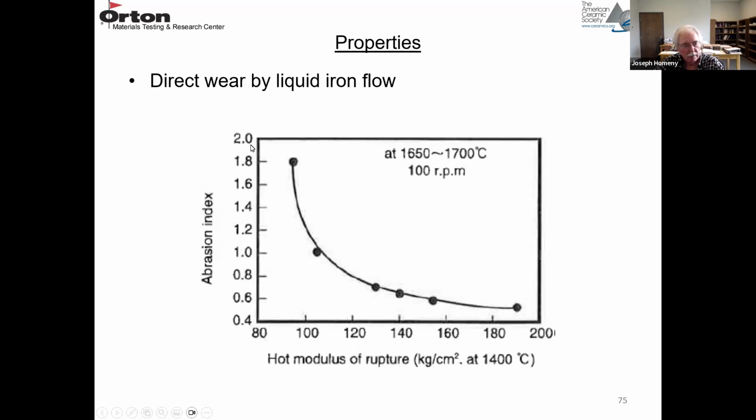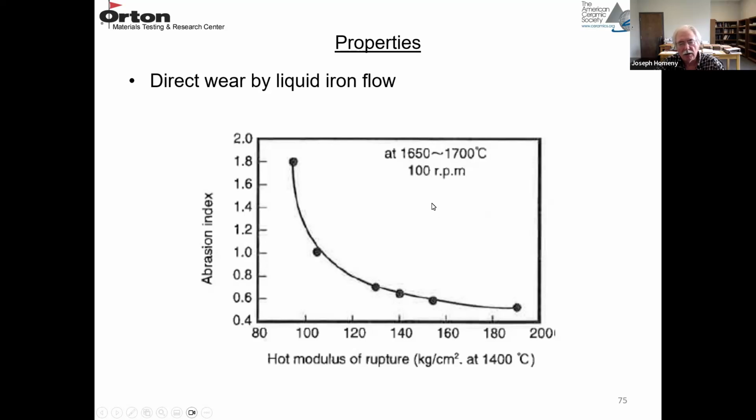So this is abrasion index versus hot modulus of rupture. And this goes from 0.4 to 2. So the higher the index, the higher the abrasion. And then the hot MOR is in kilograms per square centimeter. And the hot modulus was measured at 1400 degrees C.